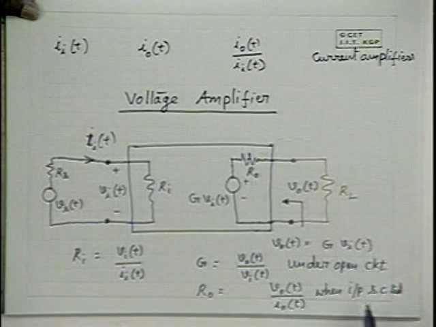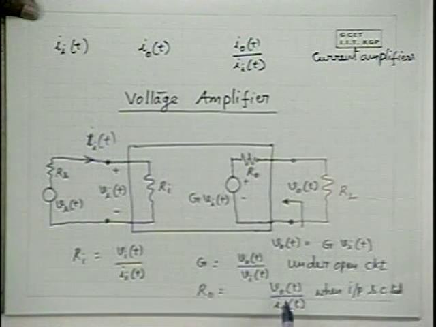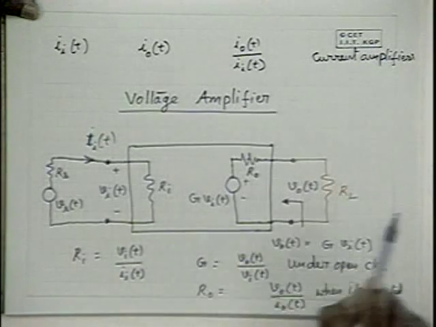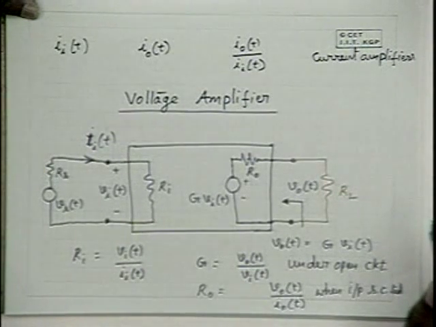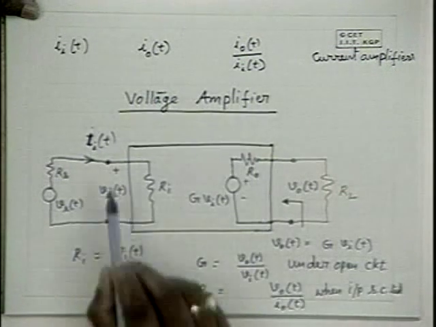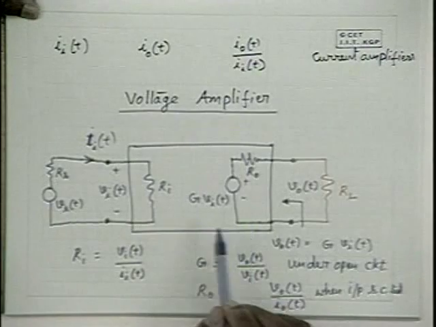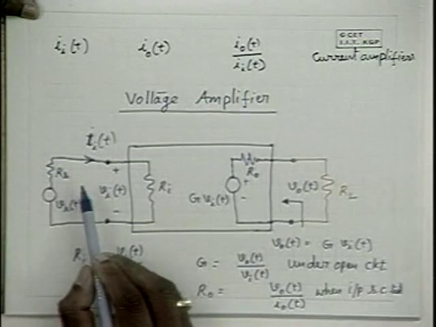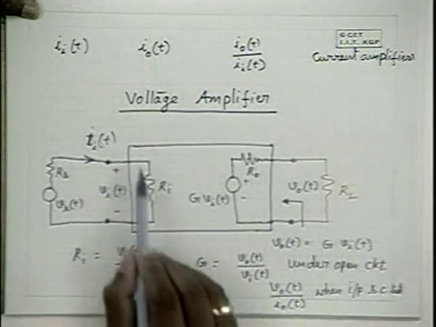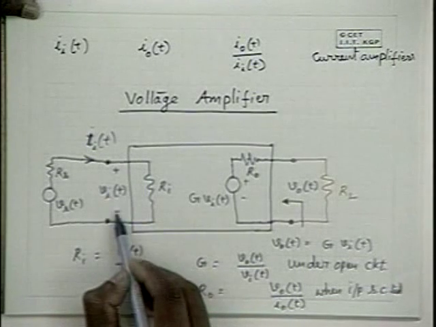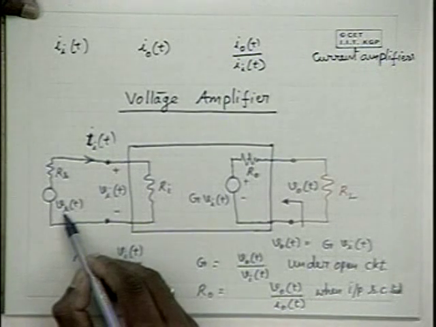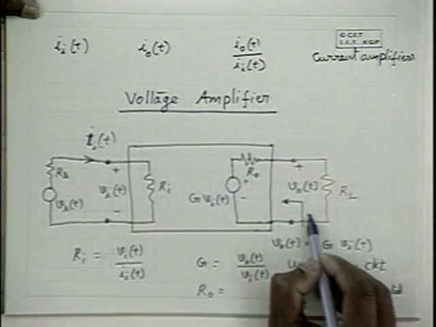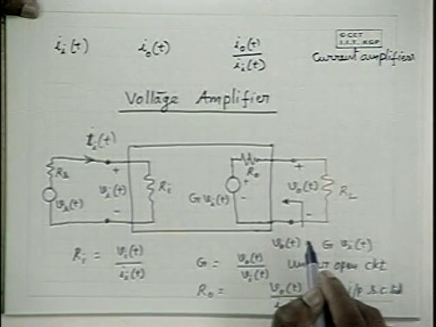Is it clear? When the input is short circuited, the impedance looking into the output terminals, that is R0. Now once these three parameters of an amplifier are given, it means everything of the amplifier is given. Under any voltage, for any kind of voltage source, you can determine what kind of loading it offers, and what kind of voltage appears across this when VST is given, and when you connect a load resistance, how much output voltage is obtained.